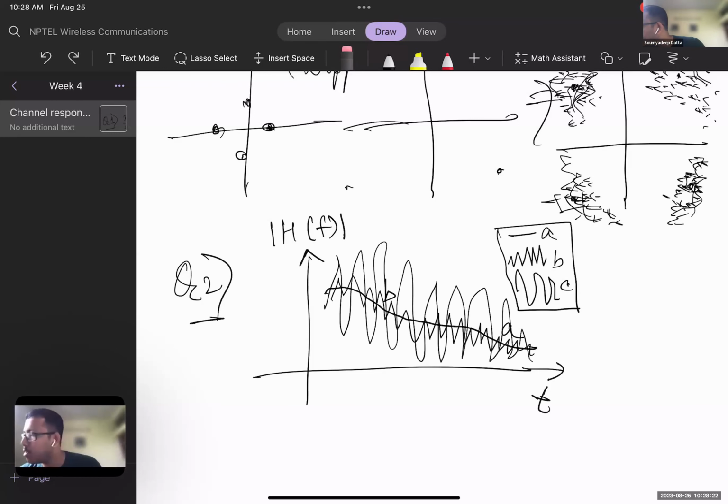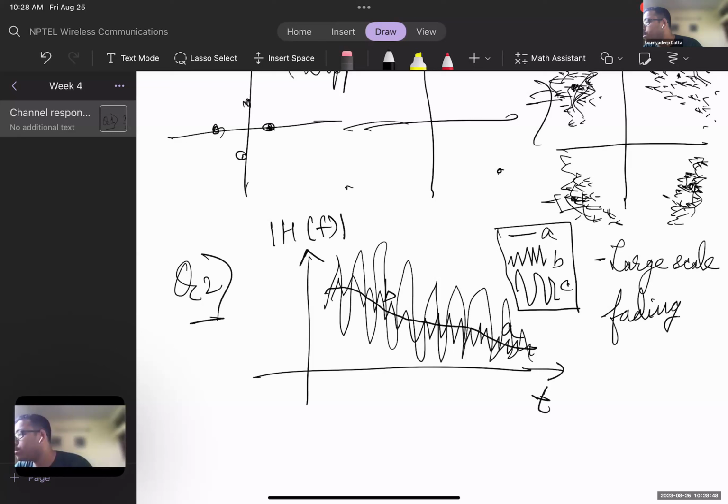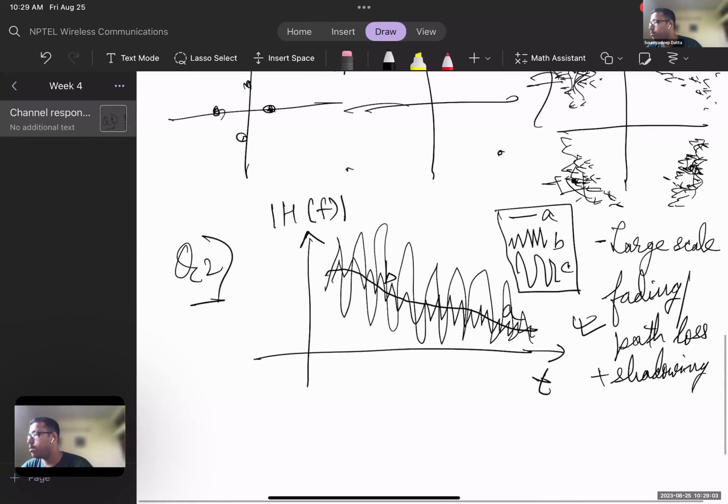I'm not able to do a good job, but I hope you get the point. So all of them have roughly the same mean, but their fluctuations are different, right? So theoretically, there are two kinds of fading. Large scale fading, which is typically path loss plus shadowing. This is the same for all three.